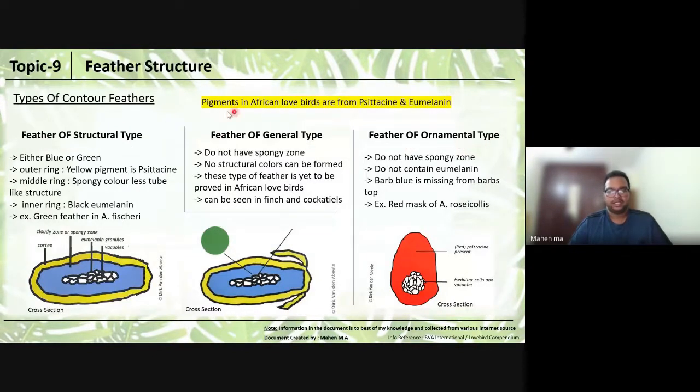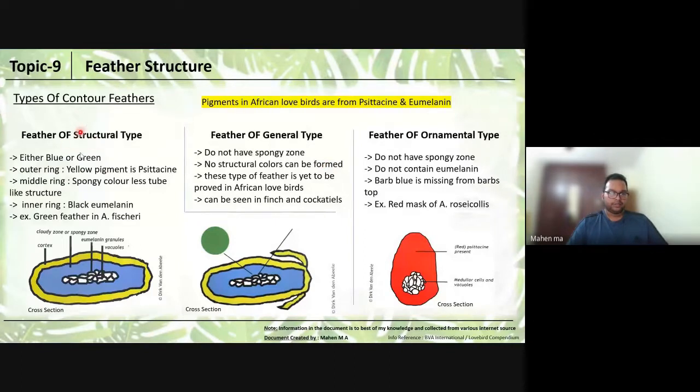Before this, let us remember this point. All of you should keep this in your mind. The pigments in African lovebirds are from psittacins and eumelanins. These two words are very important when we talk about the feather structure, and further when we go on to understand any mutations. So these two words are very important: psittacin and eumelanin. These are the two things which give color to the African lovebirds. Okay, how they give it, I'll explain in the subsequent slides.